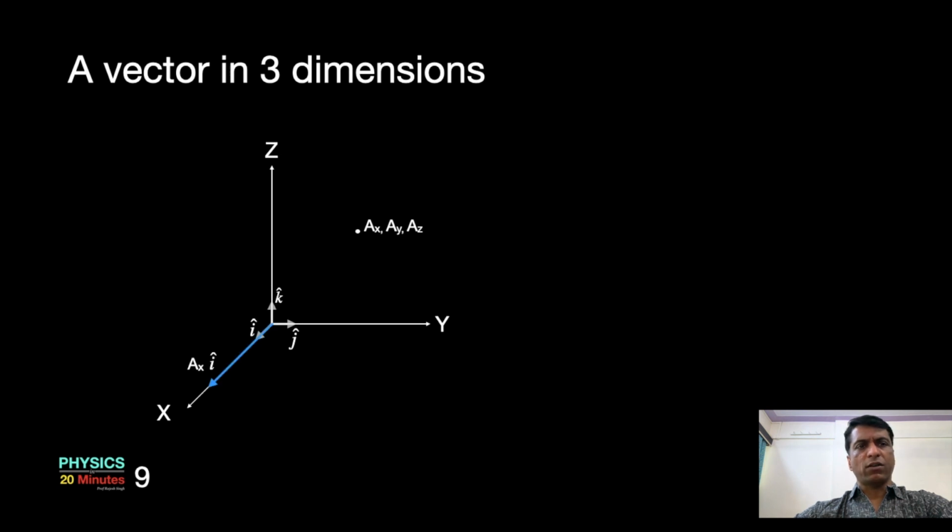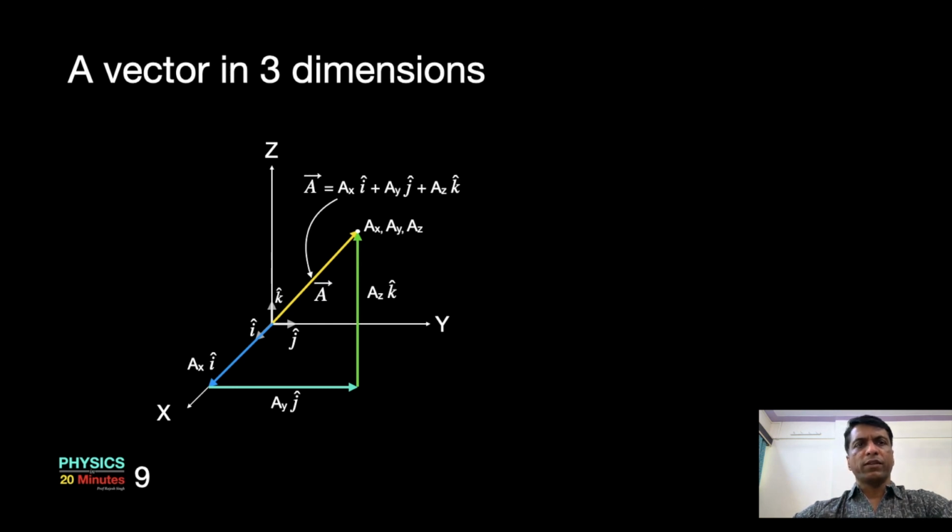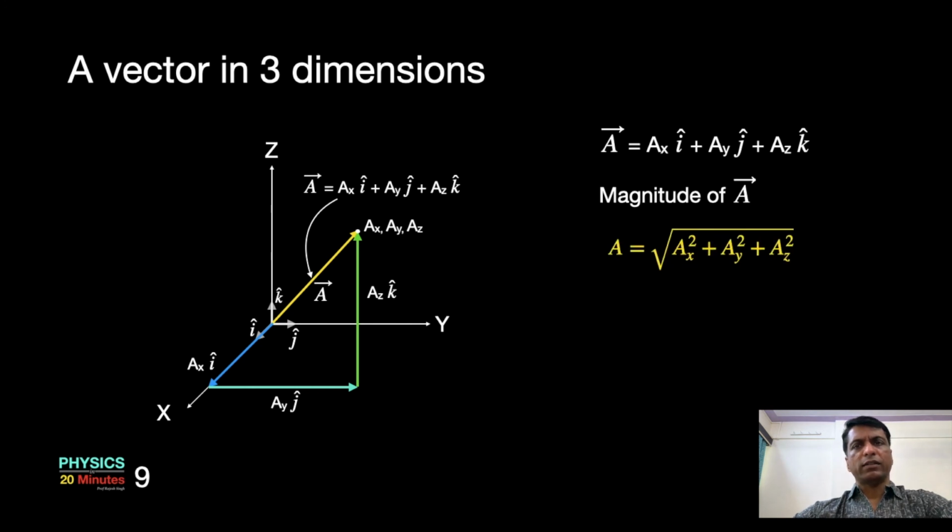Therefore, I can have a vector along the x-axis, ax î. Then I can have a vector along the y-axis, ay ĵ. And then I can have a vector parallel to the z-axis, which is az k̂. The resultant of these three vectors is drawn from the origin to the point (ax, ay, az). Let this vector be a. This vector can be written as the sum of the three vectors. So vector a is equal to ax î plus ay ĵ plus az k̂. The magnitude of a is given by the root of ax square plus ay square plus az square.